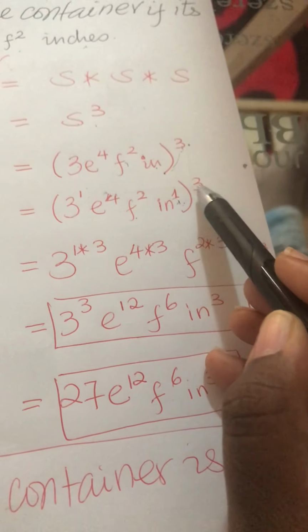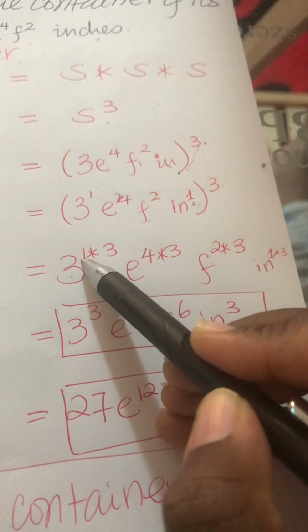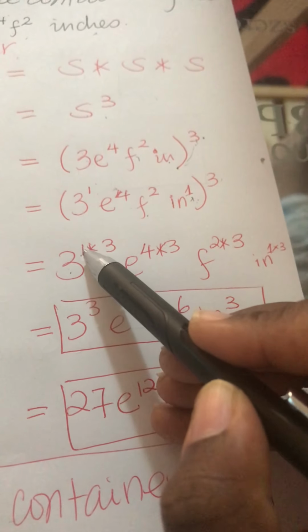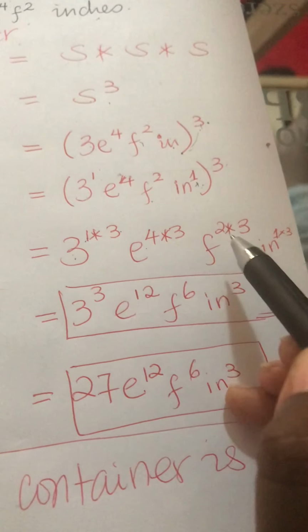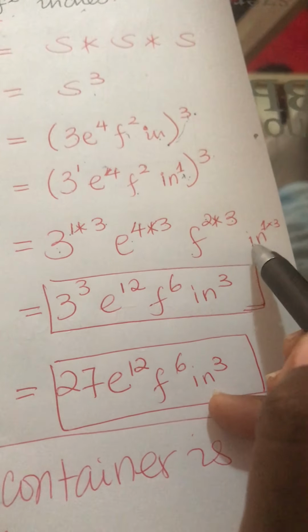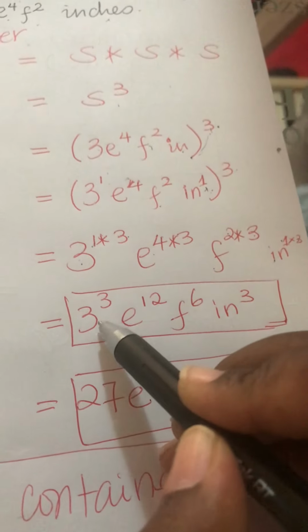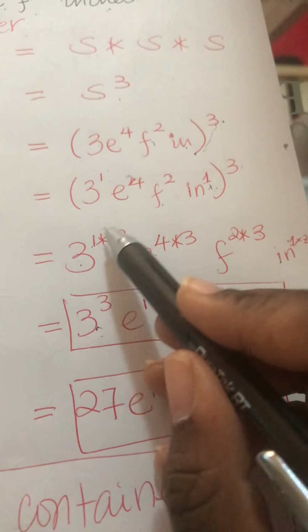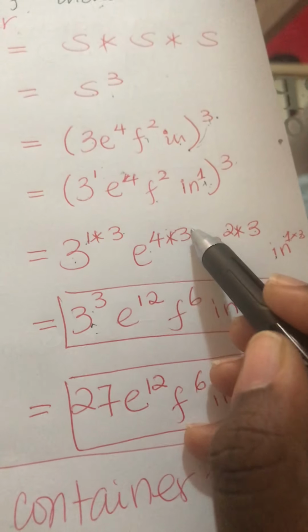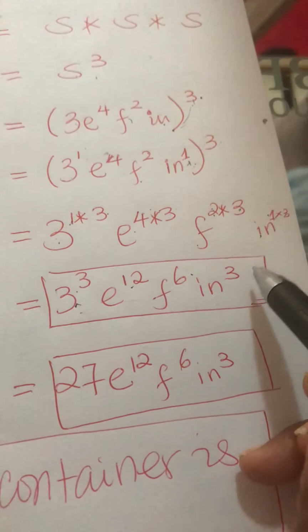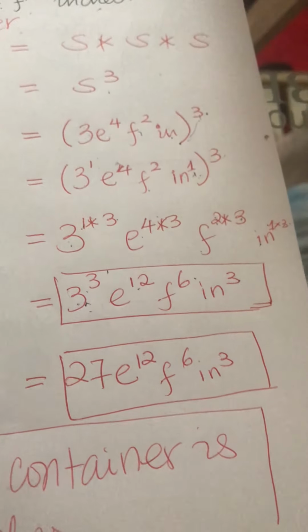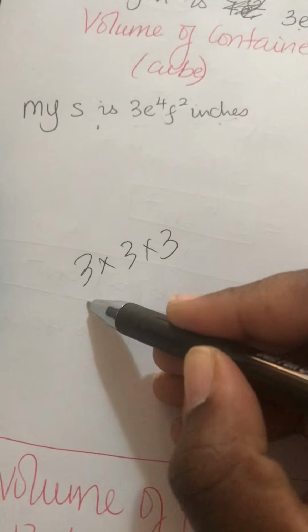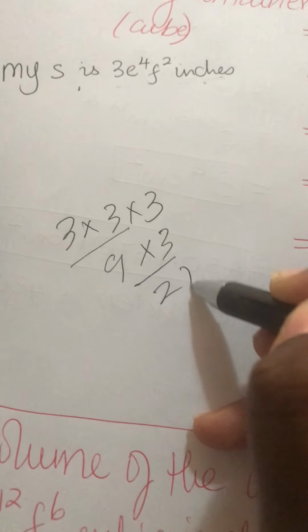Then every exponent should be multiplied by 3. 3 raised to the 1st power times 3. E raised to the 4th power times 3. F raised to the 2nd power times 3. And inches raised to the 1st power times 3. Okay? Then 1 times 3 is 3. 4 times 3 is 12. 2 times 3 is 6. 1 times 3 is 3. 3 to the 3rd power, 27. How do I know? 3 times 3 times 3. 3 times 3 is 9. 9 times 3 is 27.